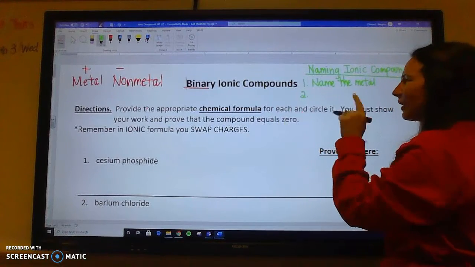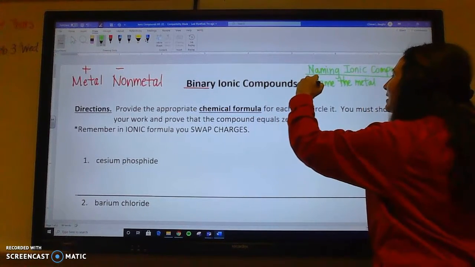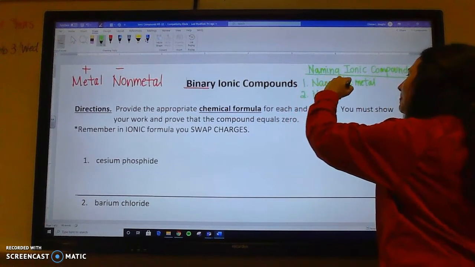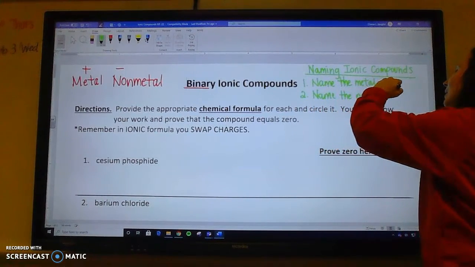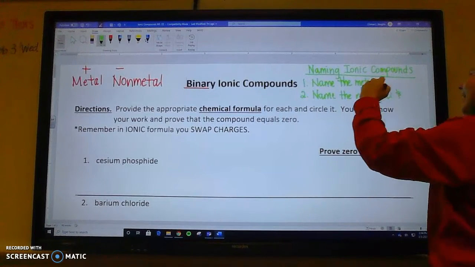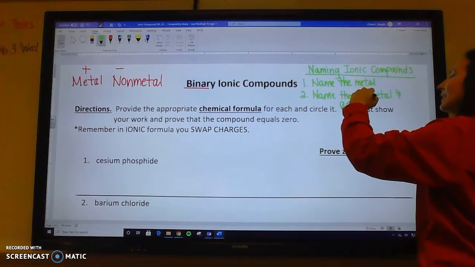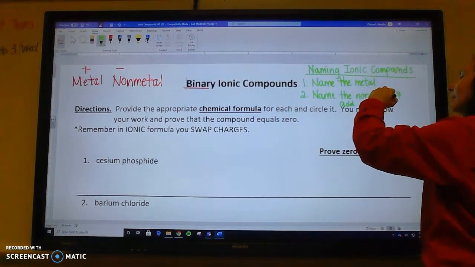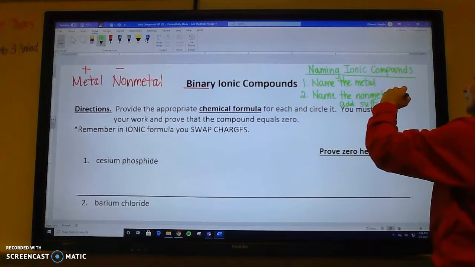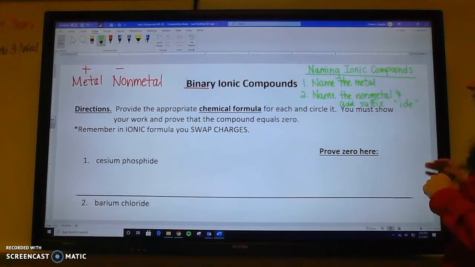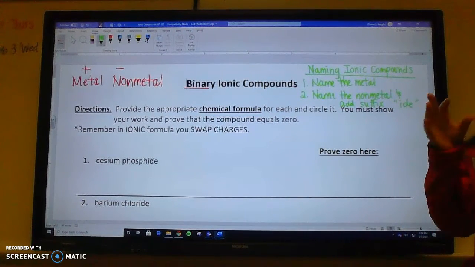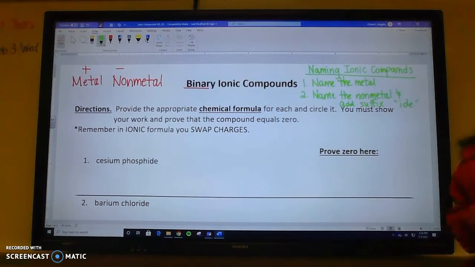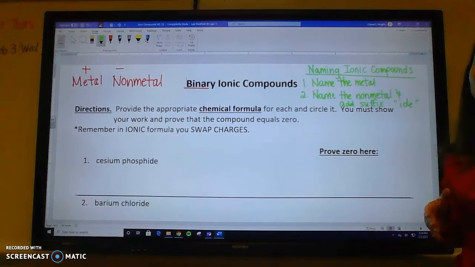The second and final step, so there's only 2 steps, is name the nonmetal. But we're going to do something different. We're going to name the nonmetal and we're going to add the suffix. Does the suffix come before or after the name? After. So we're going to add the suffix IDE. Okay, so we're going to add an ending on the name. We're actually going to take part of the name off and then we're going to add IDE. And as you're getting used to this, you don't have to worry so much about all of that.